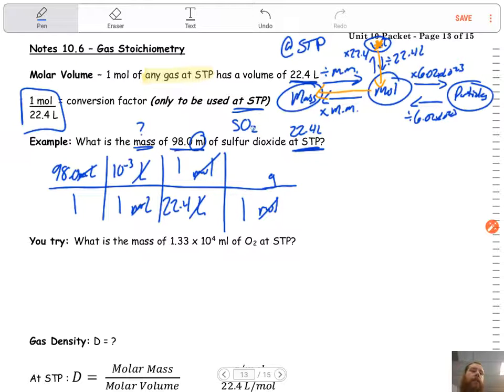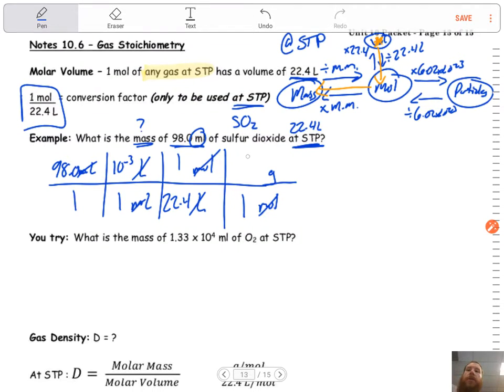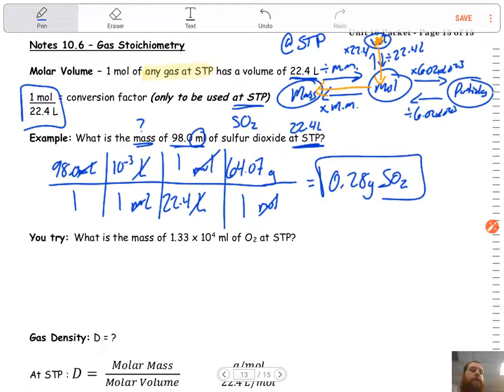When you add 2 oxygen atoms plus a sulfur, you should get a molar mass that is about 64.07 grams. And at this point, guys, all you have to do then is do the math. When you do that, top times top times top, divide by bottom, you should get 0.28 grams of sulfur dioxide.